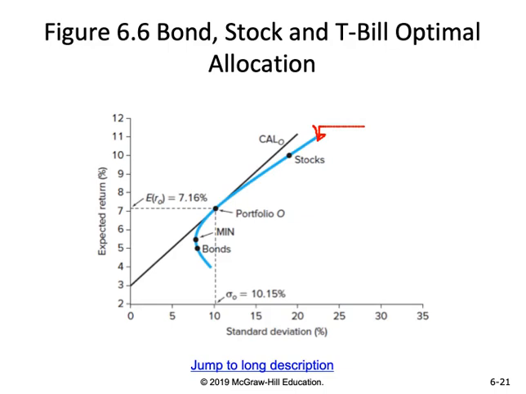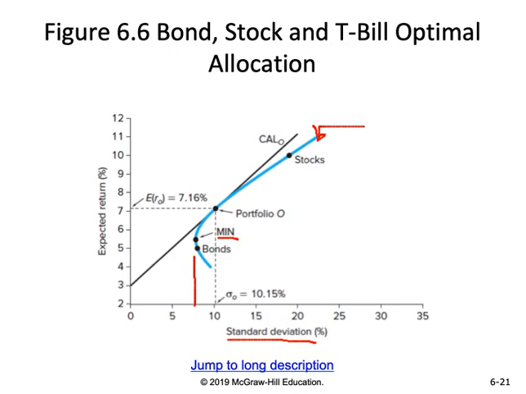Now, technically, this term right here, min, is the minimum variance portfolio. So you can see that that would be true because when you come straight down here vertically to the x-axis, it has the lowest standard deviation of any portfolio on this entire line.